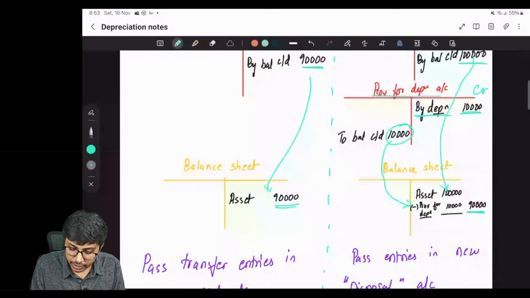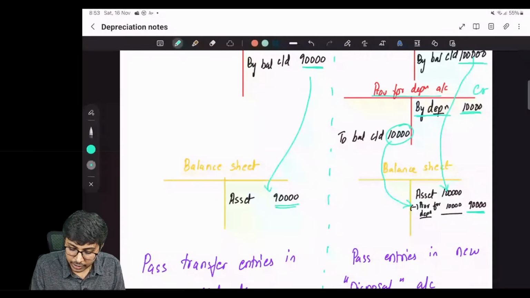But if you have created provision for depreciation, what you will do is transfer the asset balance and the depreciation balance of that particular asset which you are selling to a new account called machinery asset disposal account. Now this disposal account will become that asset account. Are you getting it? In that account you will pass the sale entry and find out what is the profit or loss.